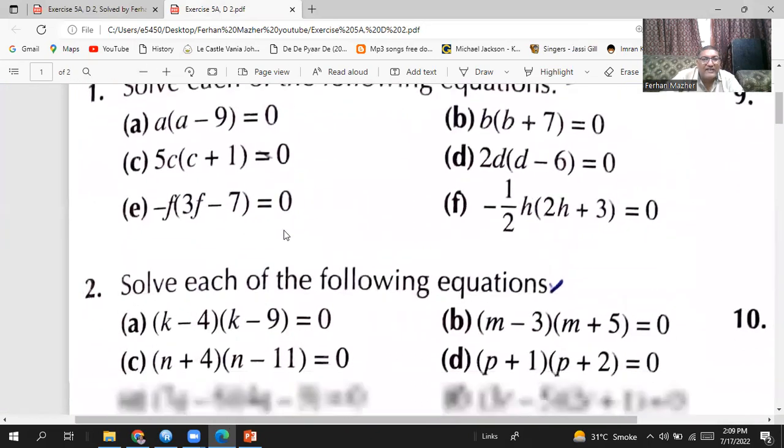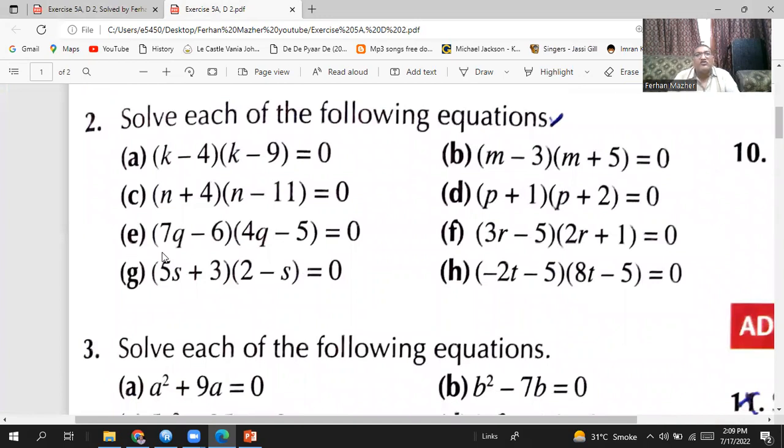So we are going to the next question. The next question coming up on your screen says: solve each of the following equations. There are two brackets given, they are multiplying with each other and it is equal to 0. When two brackets multiply with each other and they are equal to 0, it means that either the first bracket is 0 or the second bracket is 0. So in our process, we make both the brackets equal to 0, and from there we find the value of that variable.